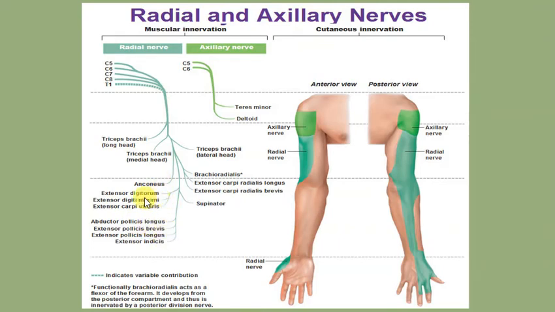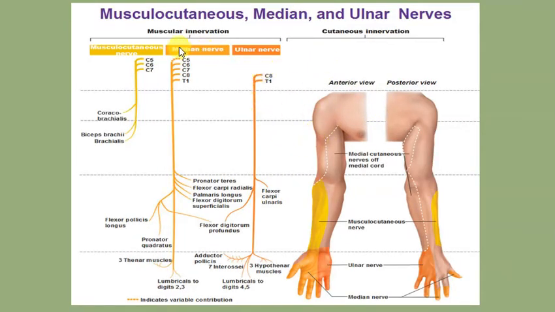All of these they are innervated by the radial nerve, and this is how the cutaneous nerve innervation can be seen. This is the muscular innervation, how the muscles they are separated by the nerves, but this is the cutaneous innervation. From there you can see this is for musculocutaneous, median and the ulnar nerve. Musculocutaneous, median and ulnar nerve.